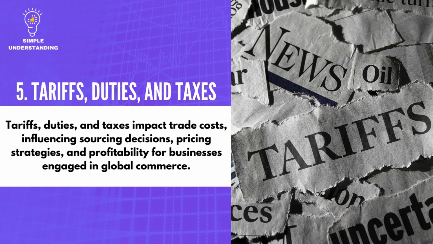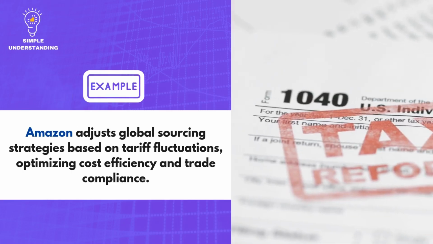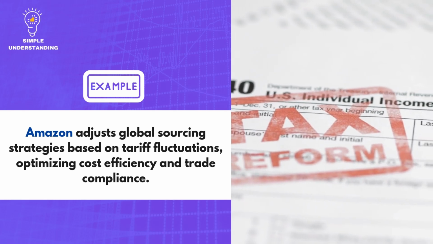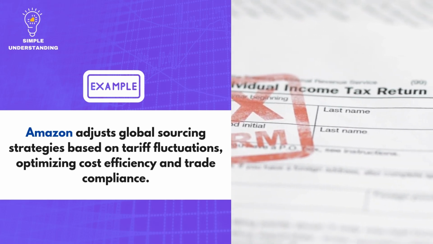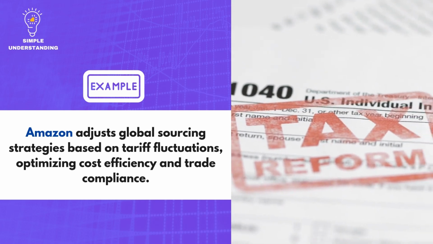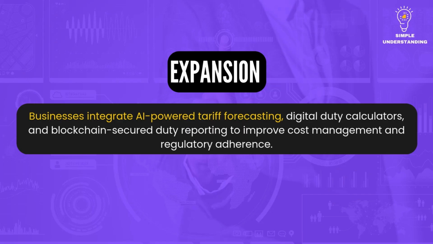5. Tariffs, duties, and taxes. Explanation. Tariffs, duties, and taxes impact trade costs, influencing sourcing decisions, pricing strategies, and profitability for businesses engaged in global commerce. Real company example. Amazon adjusts global sourcing strategies based on tariff fluctuations, optimizing cost efficiency and trade compliance. Expansion. Businesses integrate AI-powered tariff forecasting, digital duty calculators, and blockchain-secured duty reporting to improve cost management and regulatory adherence.